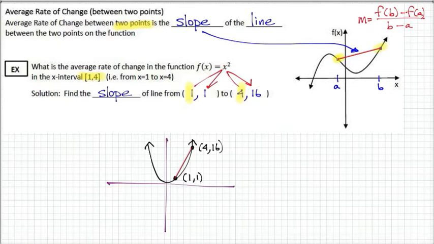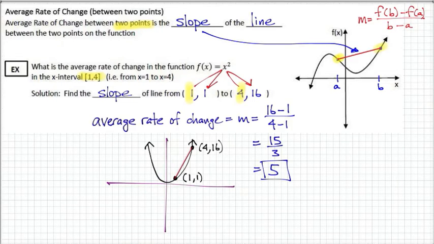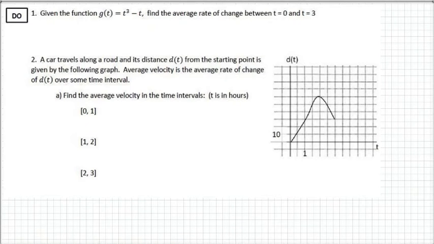So visually this is what's going on. I have the x squared function. I want to find the rate of change between this point at x is equal to 1 and this point at x is equal to 4. So then I just put it into my slope equation. Change of y divided by change of x. And my slope is 5. Okay, so I just have some problems for you to do. I'll show the answers in 3, 2, 1.